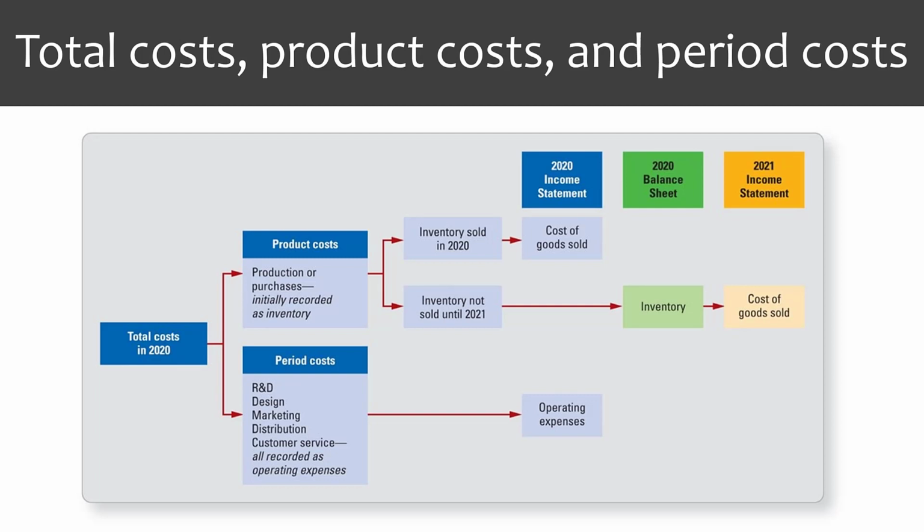A company's total costs can be divided, again, as we said, into two categories. Product costs, which are those costs treated as part of inventory until the product is sold, and period costs, which are those costs expensed in the current period regardless of when the inventory is sold. Generally accepted accounting principles requires this distinction for external financial reporting.